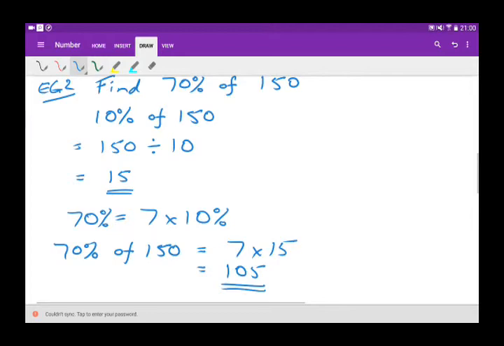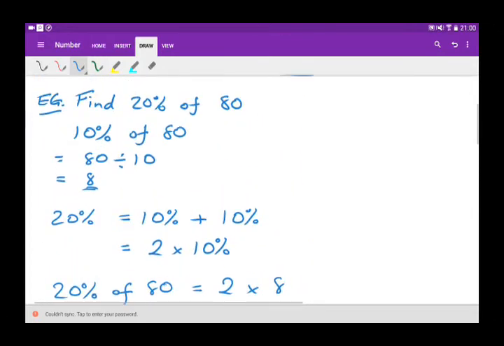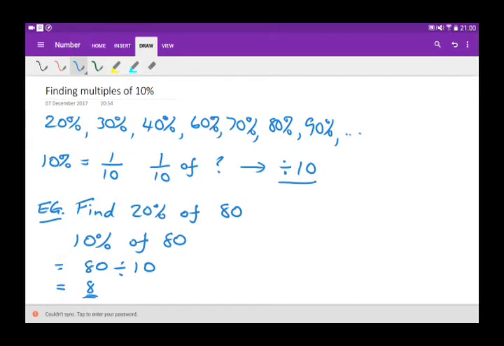So if we go back to the beginning and look at all those multiples of 10 we looked at, up to 90%: if you want to find 20%, we did that. You find 10% and multiply by 2, because there's 2 lots of 10. If you want to find 30%, you find 10% and multiply by 3, because 30% is 3 lots of 10%. If you want to find 40%, you find 10% and multiply by 4. 60%, find 10% and multiply by 6. We did 70%. If you want to find 80%, find 10% and multiply by 8. If you want to find 90%, find 10% and multiply by 9.